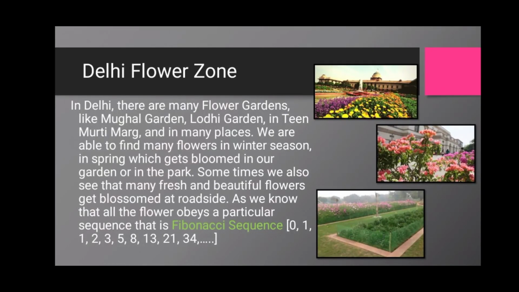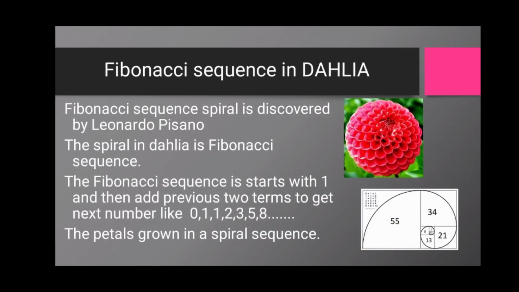Delhi flower zone. In Delhi, there are many flower gardens like Mughal Garden, Lodi Garden, Inti Marg and many other places. We are able to find many flowers in the winter season and in spring, which bloom in our garden or in the park. Sometimes we also see many fresh and beautiful flowers blossoming at the roadside. As we know, all the flowers obey a particular sequence, that is the Fibonacci sequence 0, 1, 1, 2, 3, 5, 8, 13, 21, 34 and so on.